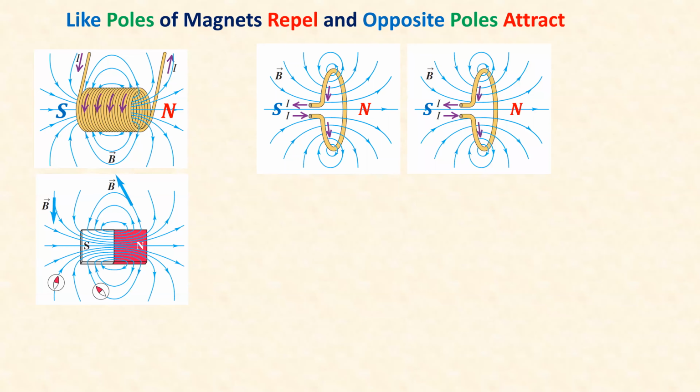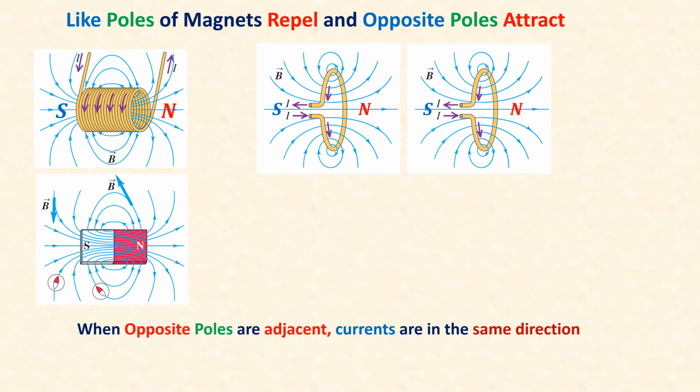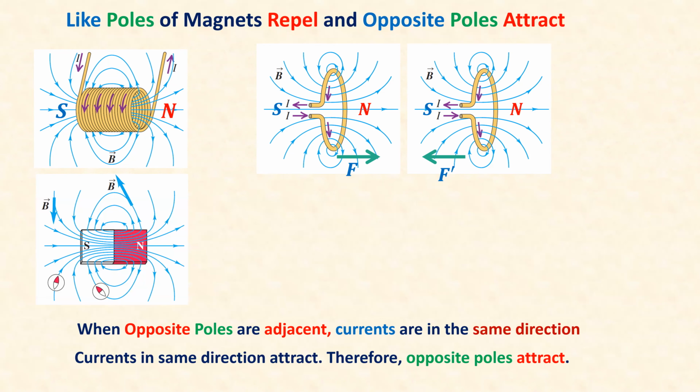And if you put another one here with the same situation, south here, north here, and now you see that this current and this current are in the same direction. So what happens is that these attract each other. So therefore, you see that the north and south attract each other. Not because there's something special about north and south, it's because the currents are now in a parallel direction. So when opposite poles are adjacent, currents are in the same direction. So they attract each other. Currents in the same direction attract each other, therefore opposite poles attract.